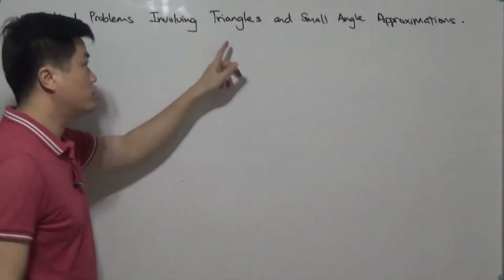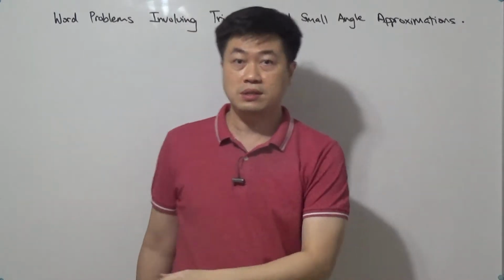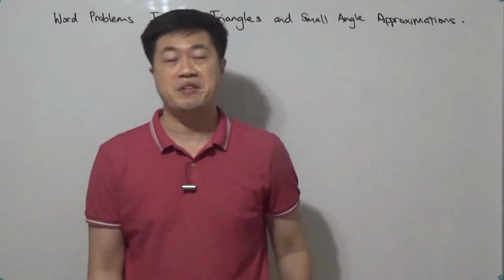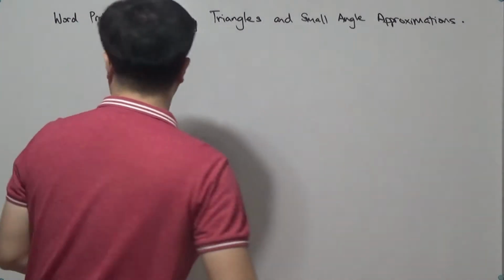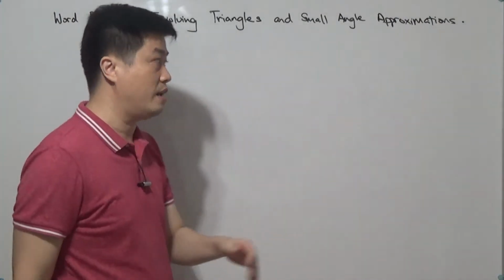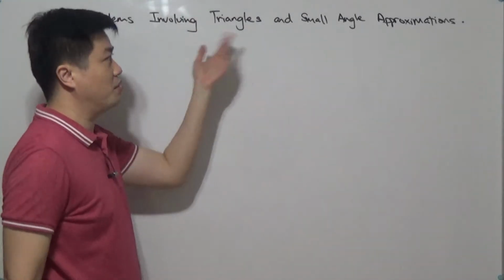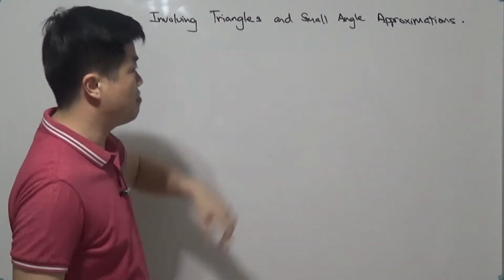Right, now I'm going to talk about word problems involving triangles and small angle approximations. This is one of the common, very popular kinds of questions that you can get with this topic during your exams or tests. Now, we'll talk about an example, but let's just talk about how to solve this kind of question generally. As the topic of this lesson, it involves triangles.